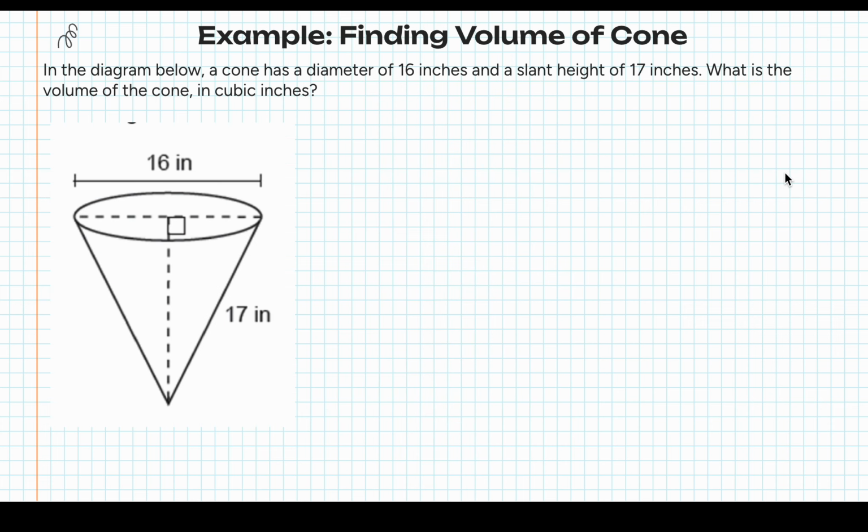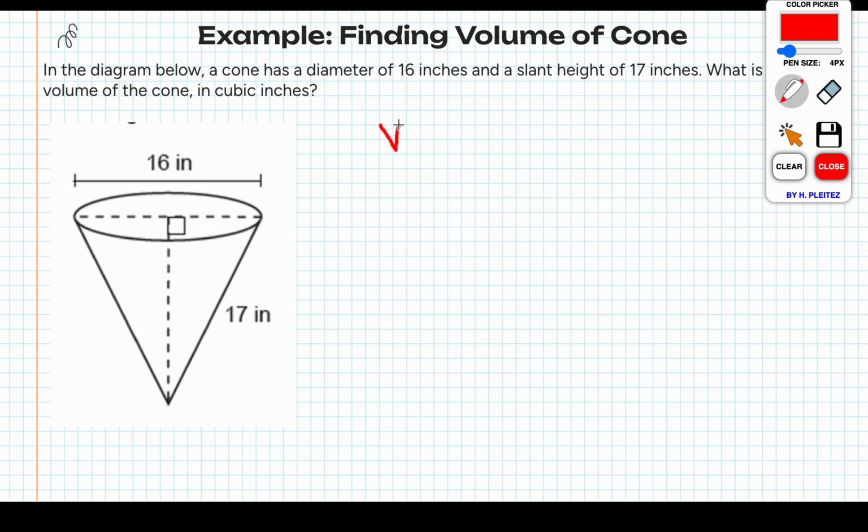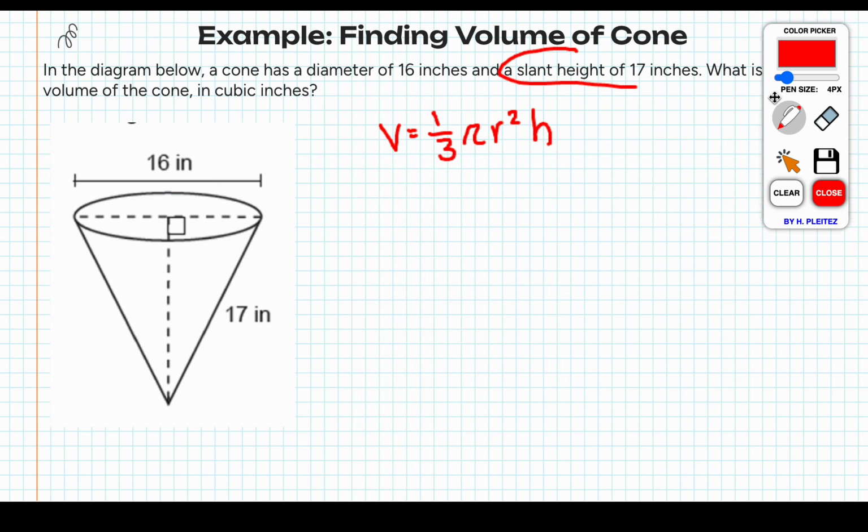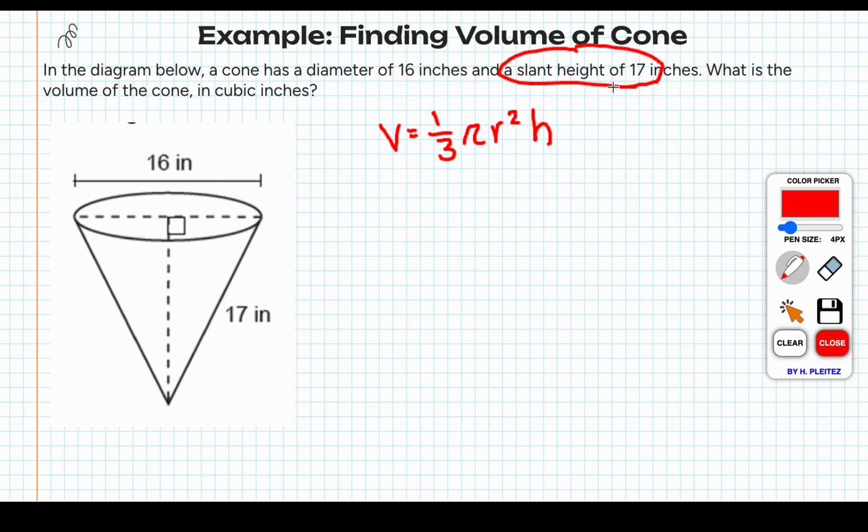So our next example is finding the volume of a cone, and this is a good one because they give you the whole formula. So on your reference sheet, you're given 1/3 pi r squared times height. It says a cone has a diameter of 16 inches and a slant height of 17 inches. What is the volume of the cone in cubic inches?